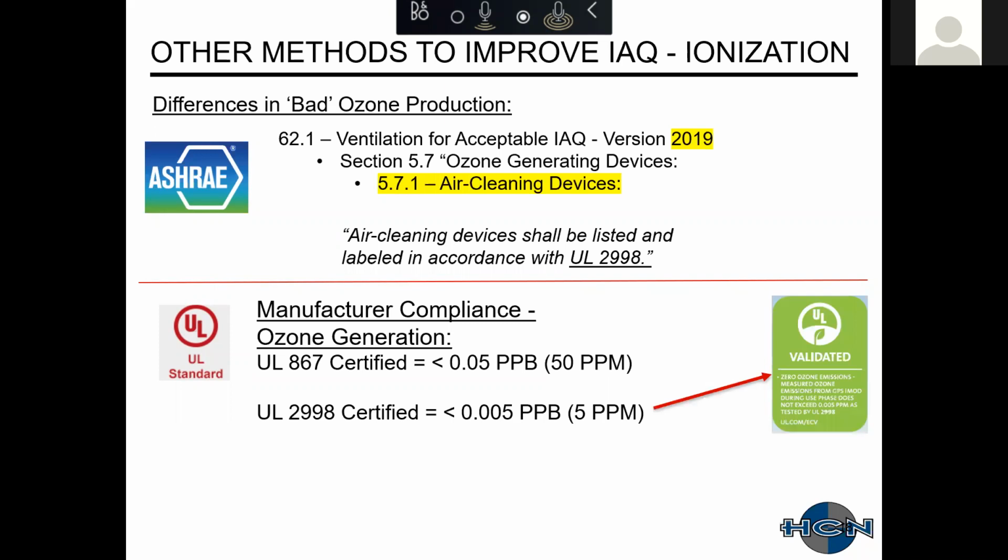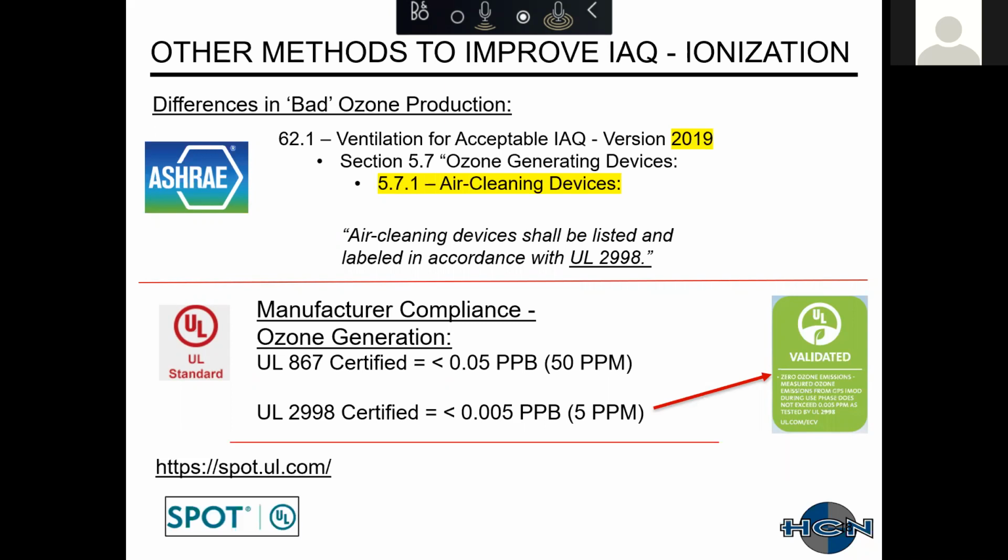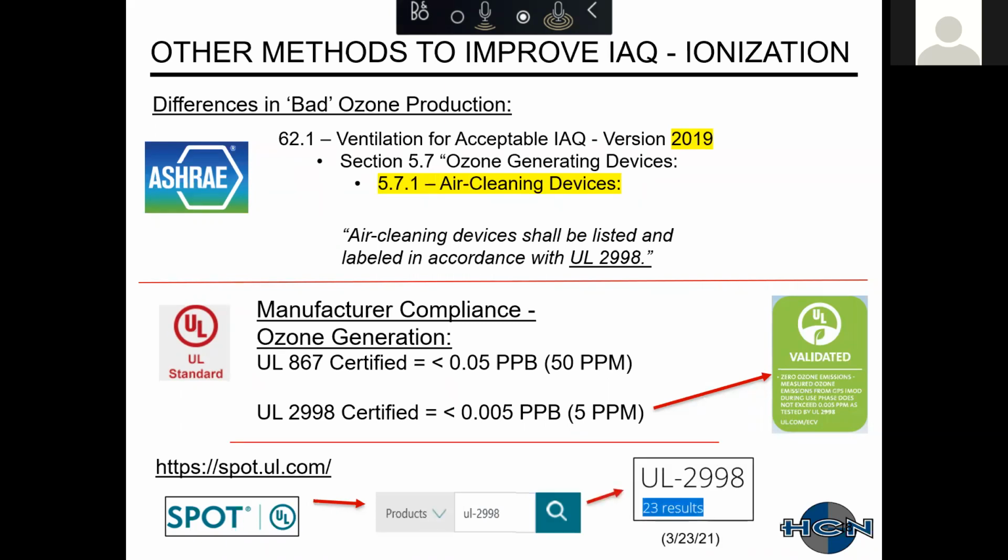If the manufacturers qualify and become certified, they get this ugly green little sticker. And where you can find what products are approved for UL 2998, if you go to that link there, under products, if you search for 2998, it will bring up a list of different manufacturers. This morning, I went and looked, and they had results for 23 different products.